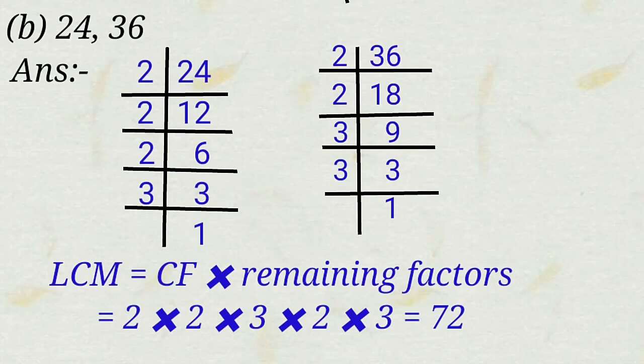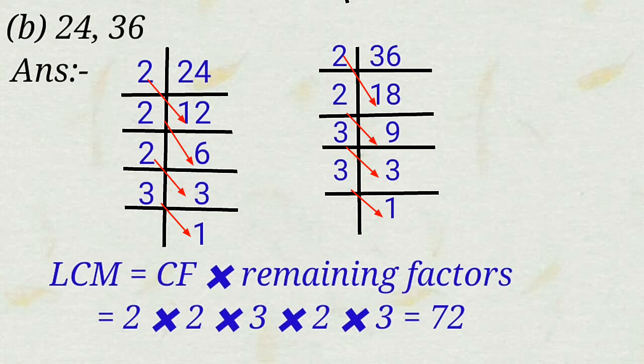B part is 24 and 36. Similarly here prime factors of 24 are 24 divided by 2 gives us 12. 12 divided by 2 gives us 6. 6 divided by 2 gives us 3. 3 divided by 3 gives us 1 at the bottom.